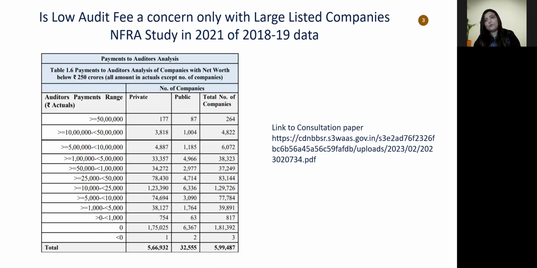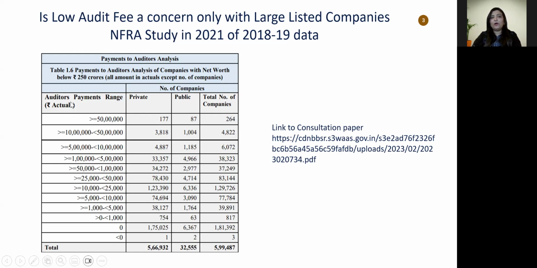Now, in 2021, NFRA had published a consultation paper. It was largely in the context of whether small companies needed to have an audit mechanism at all, and they had put out some data on the fees that were charged. This is one table from that consultation paper. They could not locate fee data from the MCA website for about 181,000 companies that you see here. But in the remaining cases as well, they reported very low fees.